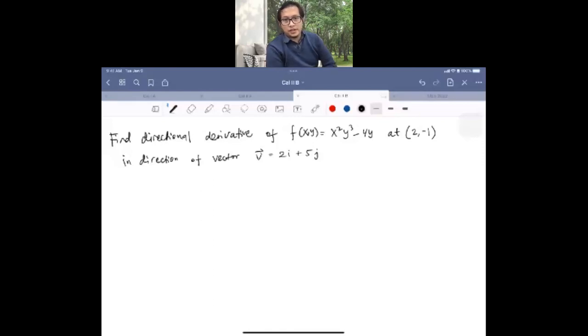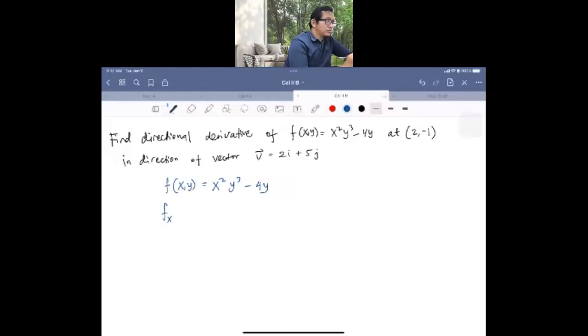Now to solve this, first we can find partial x and then partial y, and write the gradient vector. After we write the gradient vector, we need to take the dot product with the unit vector v. So don't forget to rewrite the vector as a unit vector. Usually some mistakes happen there. So first, let me write the function. So write partial x.